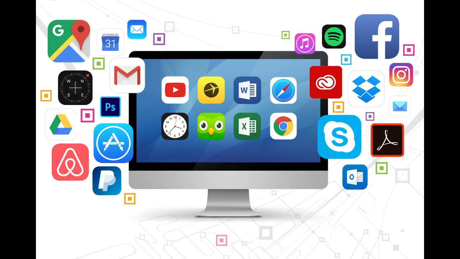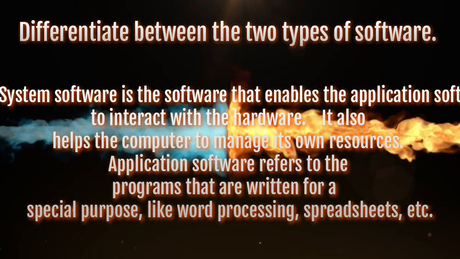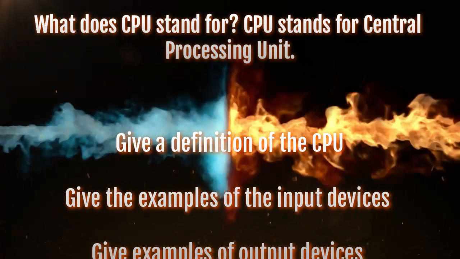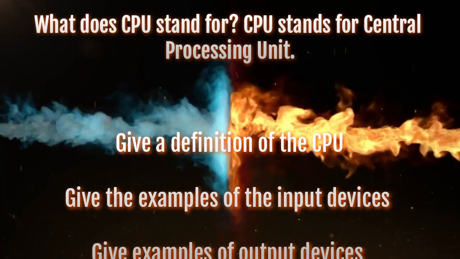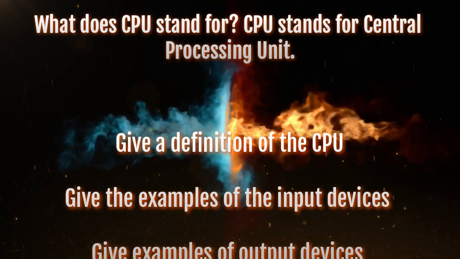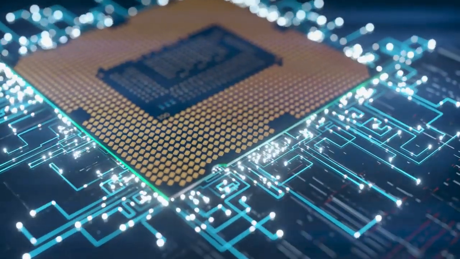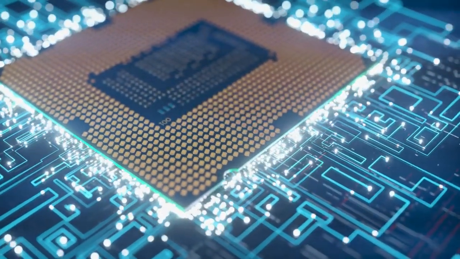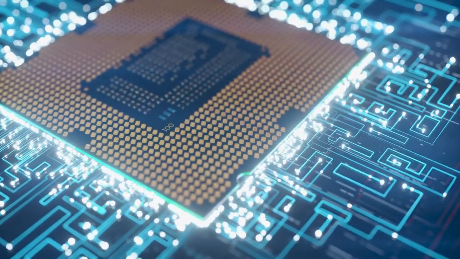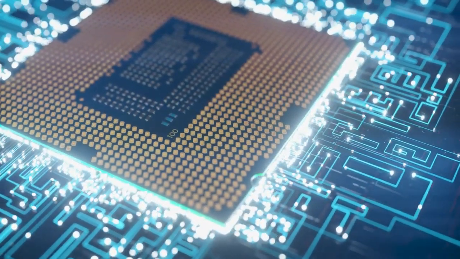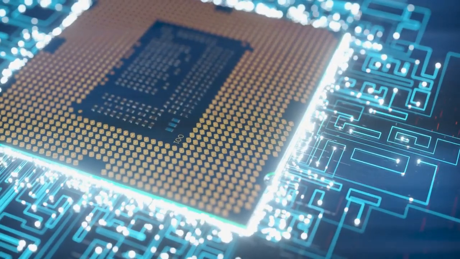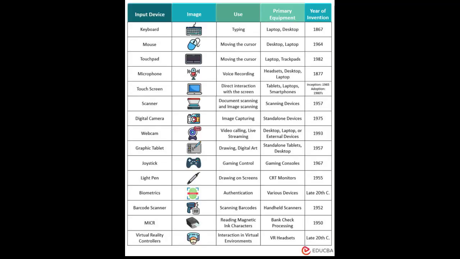So let's proceed with the central processing unit. CPU stands for central processing unit. CPU is the heart and brain of the computer, where all processing takes place. Let me give you examples of input devices. I have not given examples of input devices. Input devices, these are devices. Input means to inject or put information into the computers.